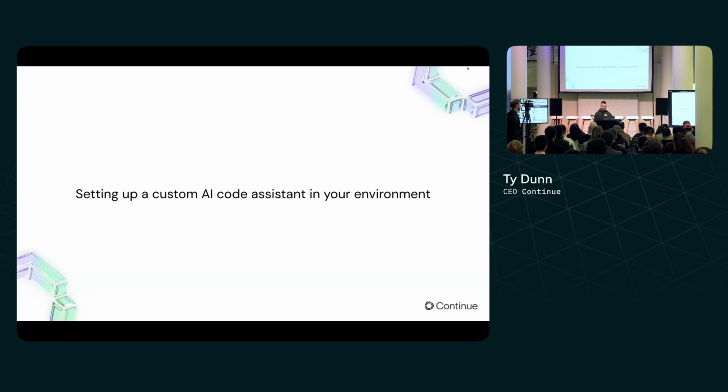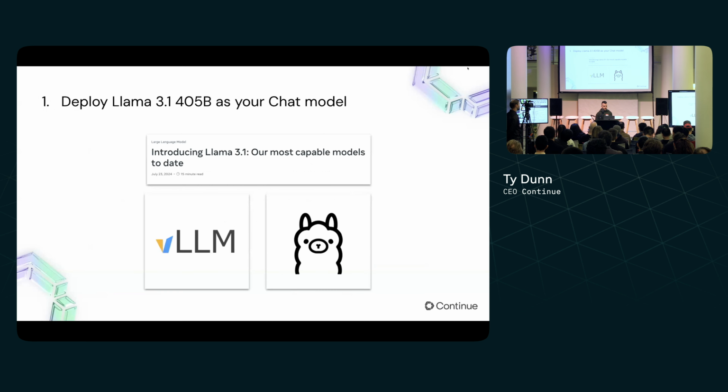And so to set up a custom AI code assistant in your environment today with Continue is pretty simple. Like we saw earlier from one of the talks, you deploy Llama 3.1 405B as your chat model. That's currently the best model for any kind of chat experience within Continue or with code. The two most popular at the moment are vLLM and Ollama as the approaches to actually deploy those.